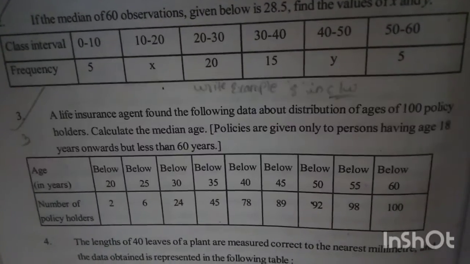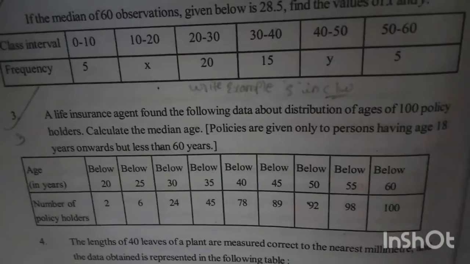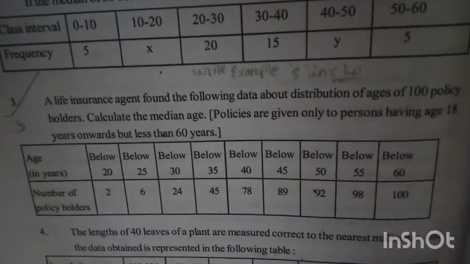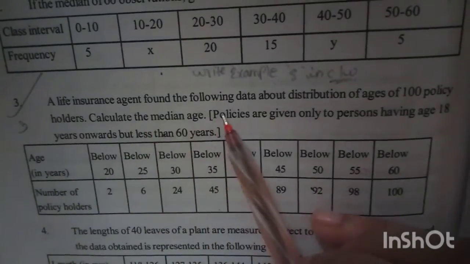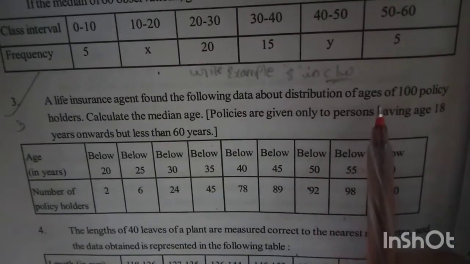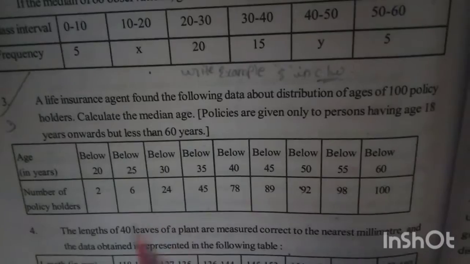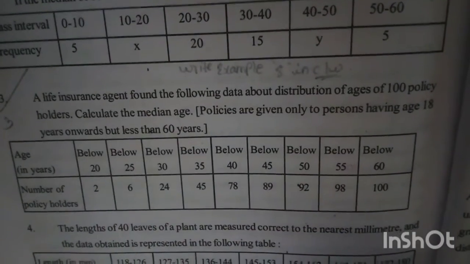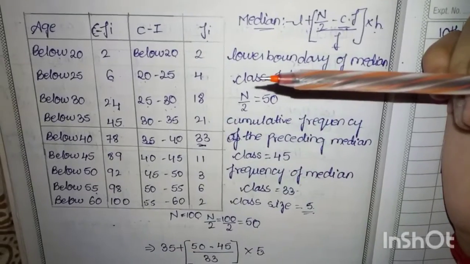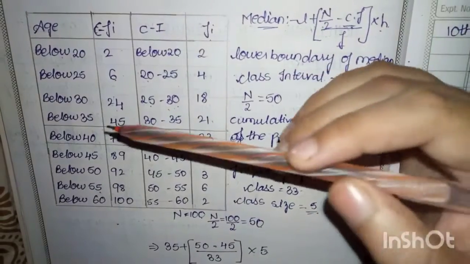In this session I'm going to explain a sum from exercise 14.3. It is the third sum. A life insurance agent found the following data about the distribution of ages of 100 policyholders. Calculate the median age. We have to find the median from the given data. Let us do it. I have copied the same sum here vertically.